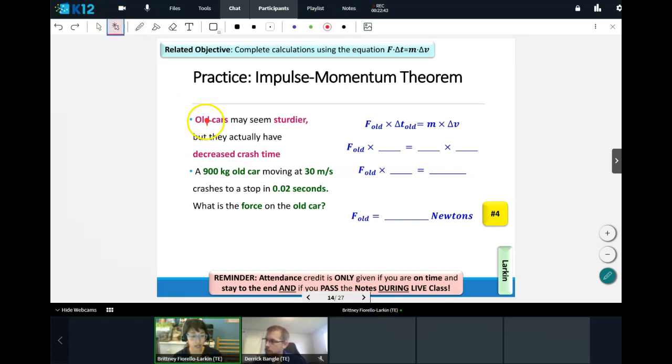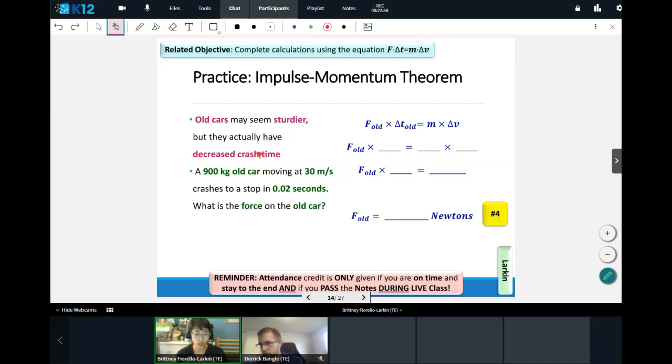So old cars might seem sturdier. Old cars tend to be made out of heavier metals, and they tend to be built kind of like tanks. So they seem like they're sturdy. But the result is they actually have decreased crash time.